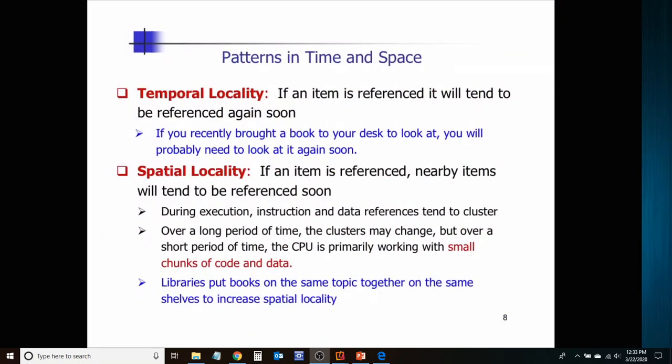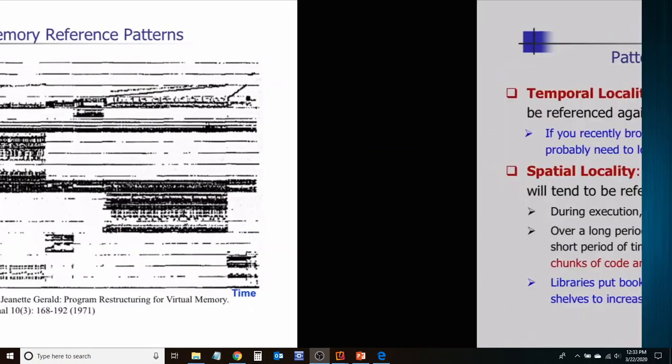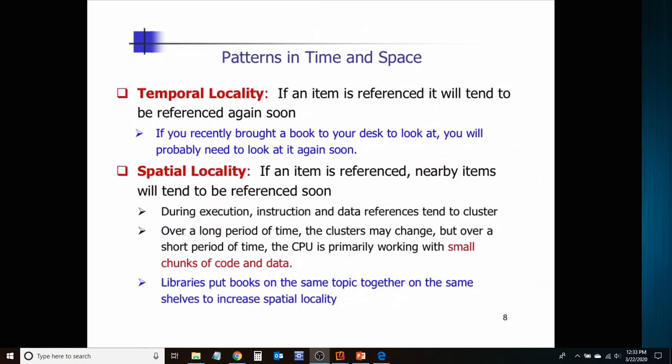So let's take a look at the patterns in time and also in space. The patterns in time, we are going to refer to as temporal locality, and for space we have spatial locality. Temporal locality is the correlation that's horizontal. If an item is referenced, it will tend to be referenced again very soon. In terms of our library example, if you recently brought a book to your desk to look at it, you will probably need to look at it again very soon.